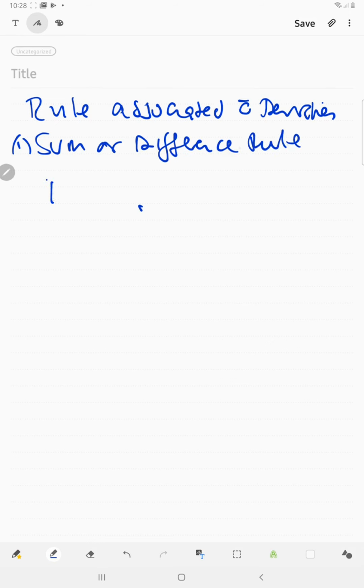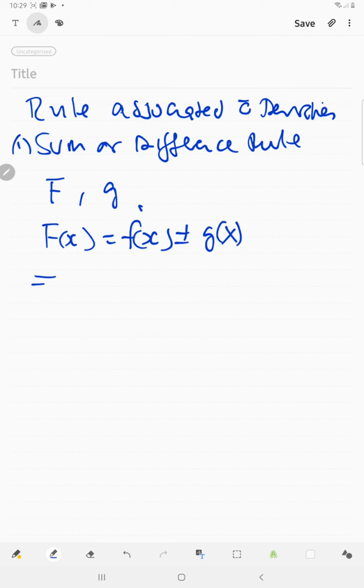So if you have got the f and the g as the function, we can actually have F of x is equal to f of x plus or minus g of x, and this implies that F prime x is equal to f prime x plus or minus g prime x. So this can be giving us that particular statement.